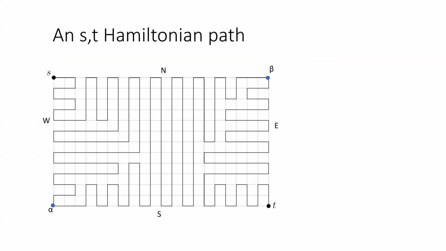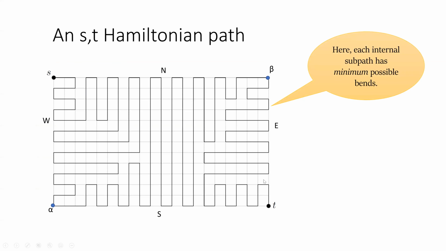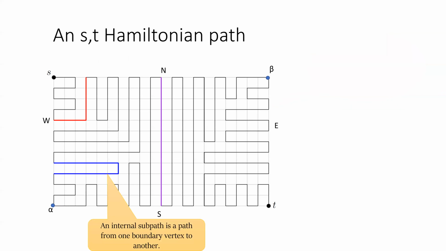So this is an ST Hamiltonian path in the grid graph G. It starts from S, ends at T. This particular path has some special properties, which is each internal subpath has minimum possible bends. So before going into the minimum possible bends, we need to know what an internal subpath is. And here are some examples. An internal subpath is a path from one boundary vertex to another boundary vertex, and all the other vertices on that path must be internal to the grid.